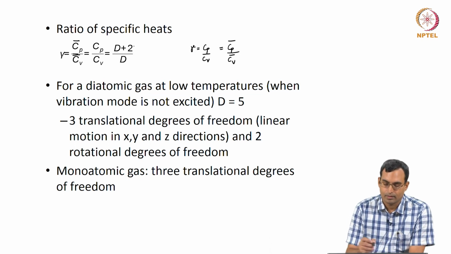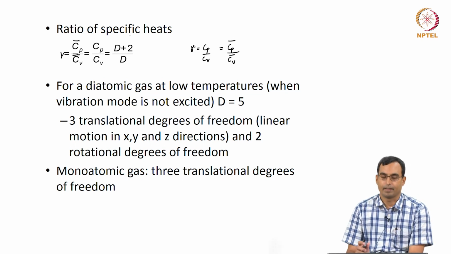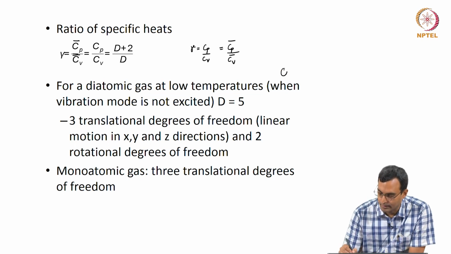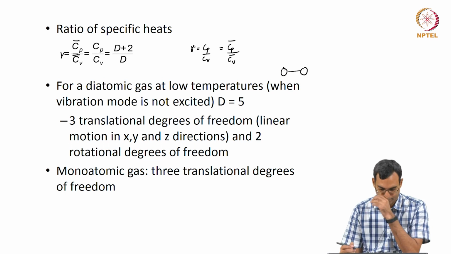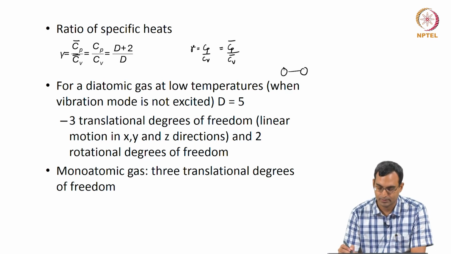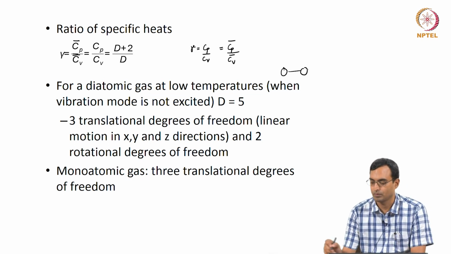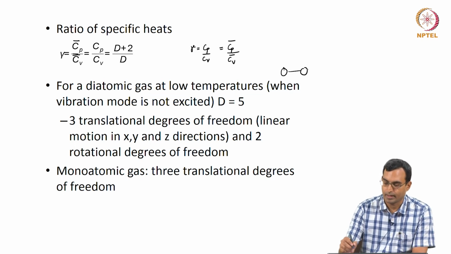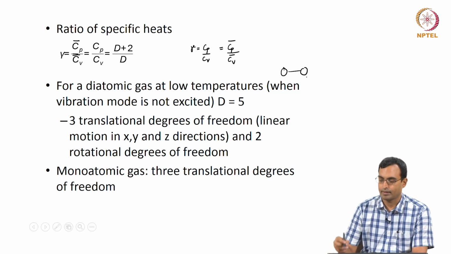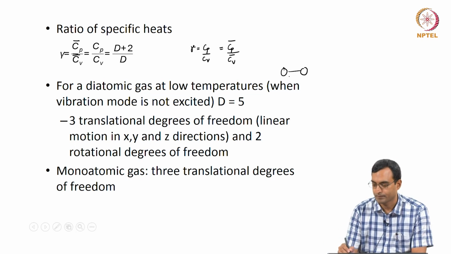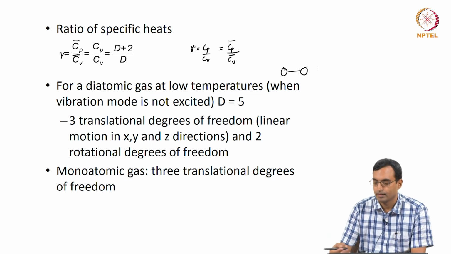This d we said is the number of degrees of freedom. If we look at a diatomic gas, let us say it is 2 molecules connected in this fashion. At low temperatures, this molecule has 3 translational degrees. It can move along the x axis, the y axis, or the z axis, so it has 3 translational modes of freedom. It can also rotate about 2 axes. It can rotate about this axis in this fashion, or out of the plane of the paper in this fashion.